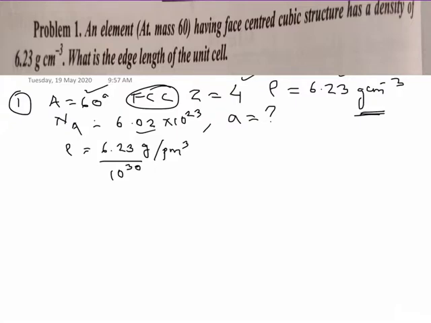So this is to convert. You can see that gram per centimeter cube is what I converted into picometer cube. Since I want my edge length, which is very small, in picometer, that's why I converted per centimeter cube into per picometer cube by dividing it by 10 to the power 30. Then using the formula which you have learned, density is equal to Z into A or M, whatever you like you can write, and divide by NA into A cube.